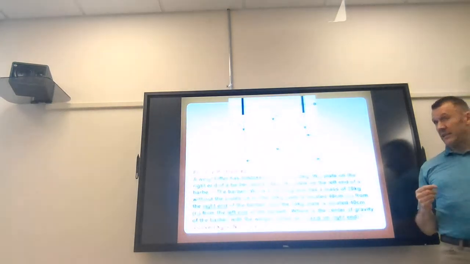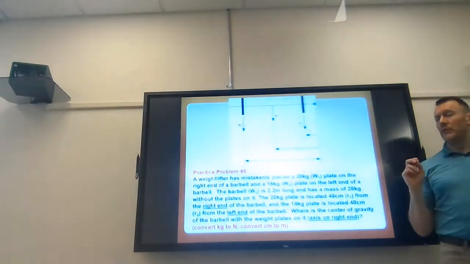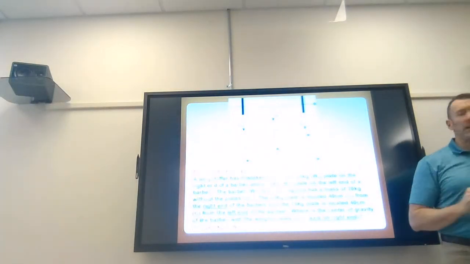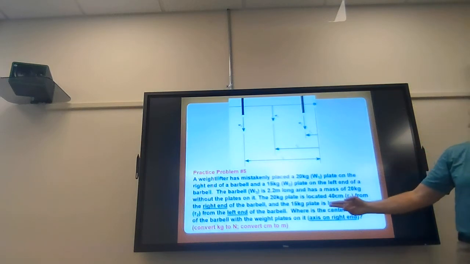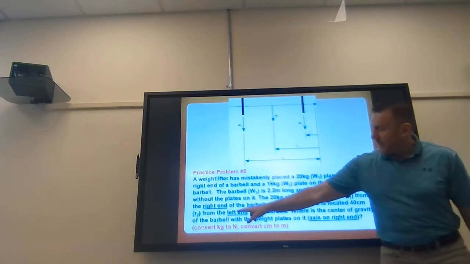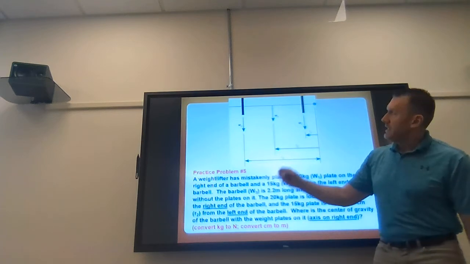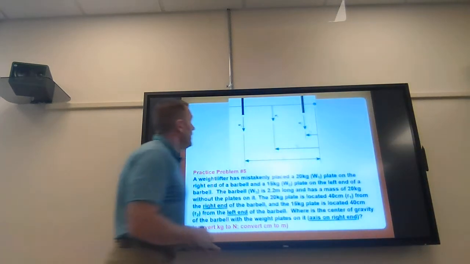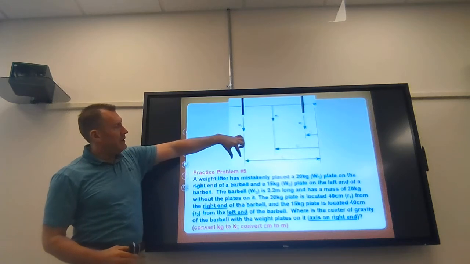So you'd want to convert that to meters quickly. How many meters would that be? 0.4 meters. And the 15 kilogram plate is located 40 centimeters from the left end of the barbell. Okay, so let's figure this out. So the 15 kilogram plate is placed right here, 40 centimeters from the left end.